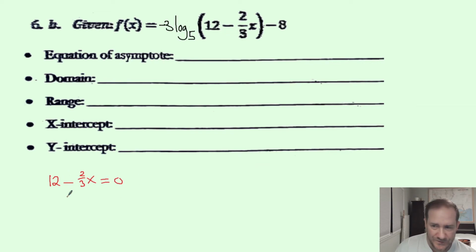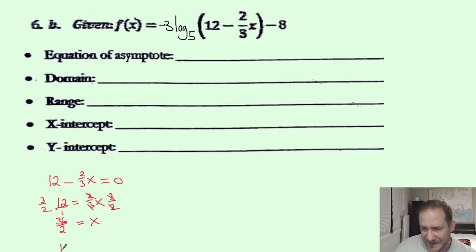I would add the 2/3 x, just to keep everything positive. Then you'll multiply by the reciprocal, 3/2. 2's cancel, 3's cancel. You've gotten x. Now here, this is over 1, so this is 36 over 2, which, as I told you, is 18. So we know that our asymptote occurs at x equals 18, and it's vertical.